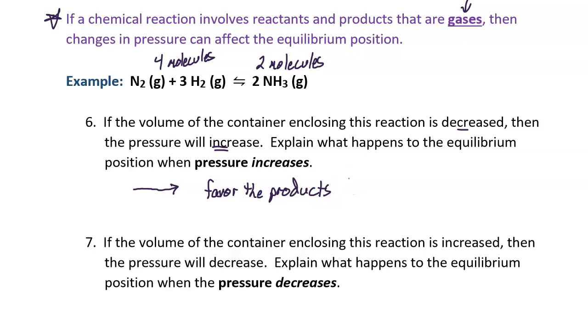Number 7, if the volume of the container enclosing the reaction is increased, then pressure will decrease. Explain what will happen to the equilibrium position when pressure decreases. Well, how can the system overcome that change of pressure decreasing? It can overcome the change if it increases the number of particles bouncing around in the container.